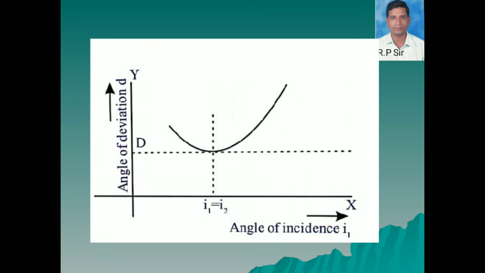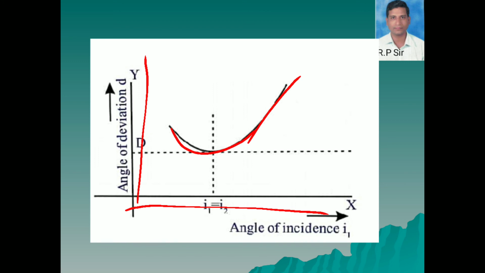I-D graph. Draw a graph taking angle of incidence along x-axis and angle of deviation along y-axis, you will get a curve as shown in figure. Here you notice that angle of deviation decreases first and then increases with increase in angle of incidence.